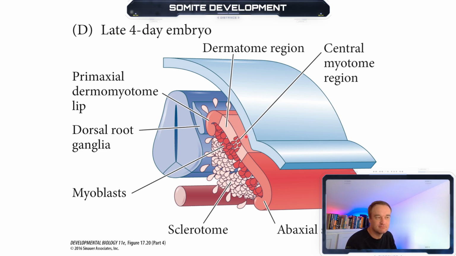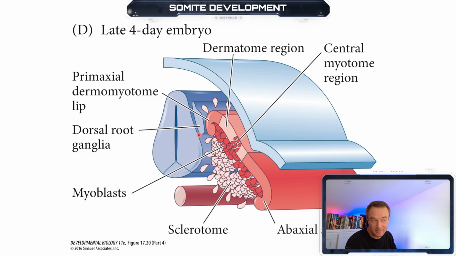Day 4. So now we've got a bunch of myoblasts again, myo meaning muscle. Central myotome region here. Cells are migrating more towards the dermis, through the dermamyotome region. We have this premaxial dermamyotome lip. So this is just that folding region in the abaxial. So premaxial towards the middle, abaxial towards the outside. This is actually a somatic bud now. The lip's been relabeled somatic bud at this point. The sclerotome cells are proliferating like crazy down at the bottom here.